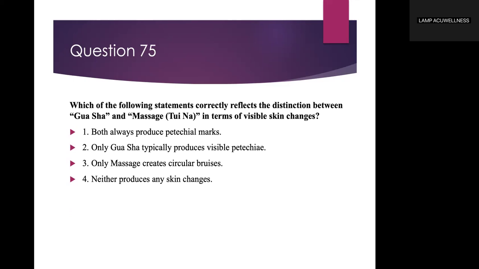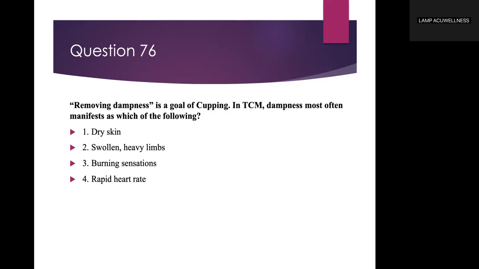terms of visible skin changes? Number two. Only gua sha typically produces visible petechiae. Removing dampness is a goal of cupping. In TCM, dampness most often manifests as which of the following? As swollen and heavy limbs.